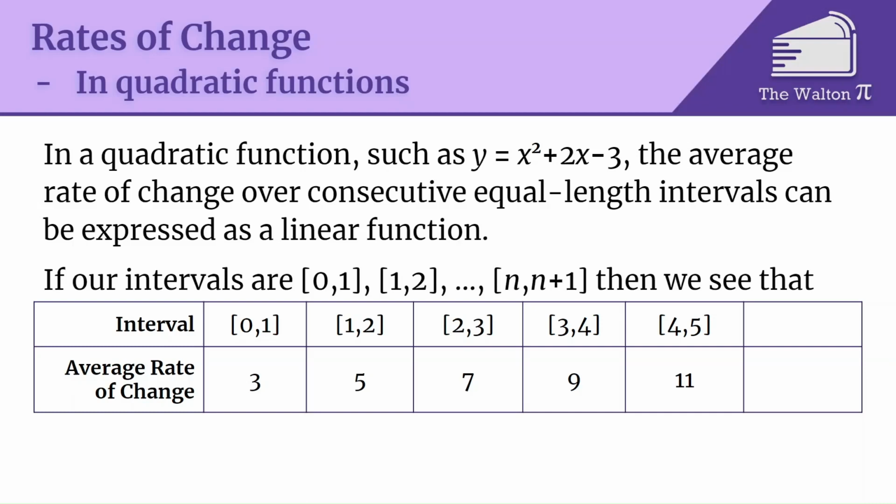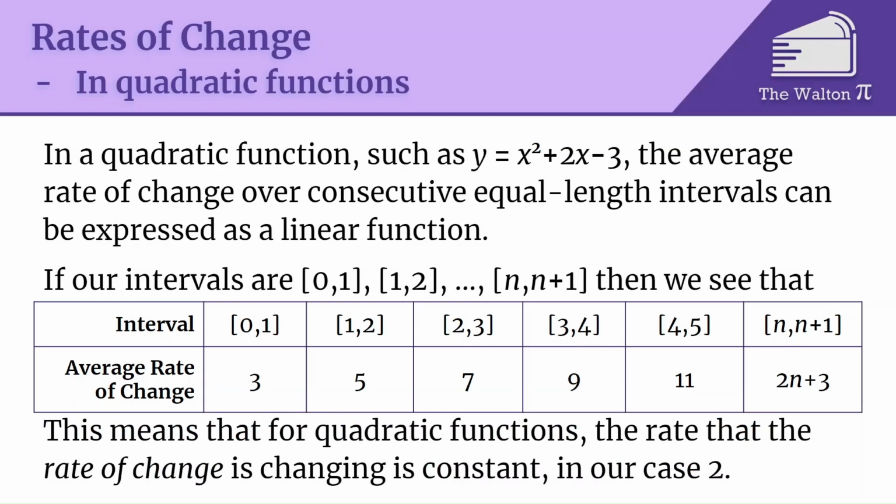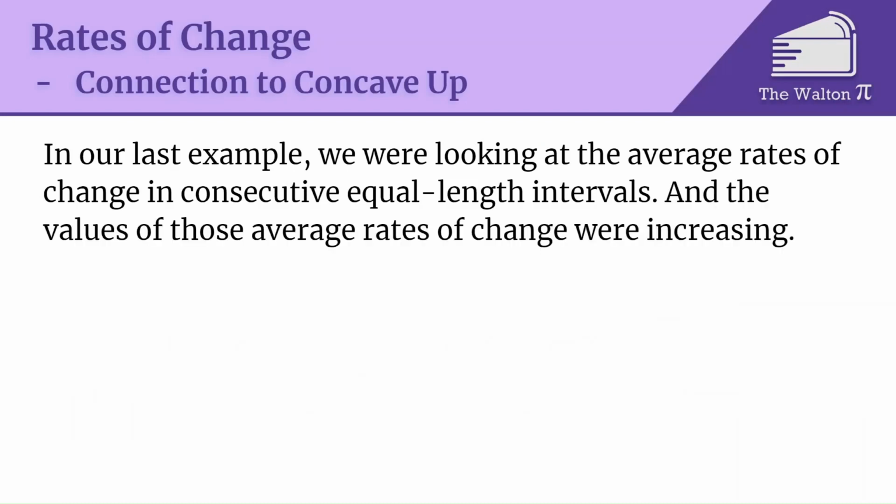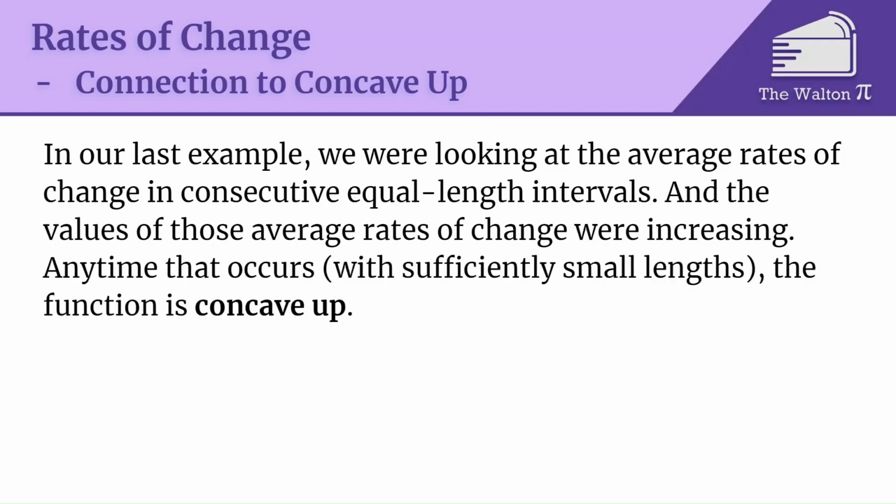Then what we can see is that the average rate of change over n to n plus 1 is 2n plus 3. So this means that for quadratic functions, the rate at which the rate of change is changing is a constant, in this case 2. In our last example, we were looking at the average rates of change in consecutive equal length intervals, and the values of those average rates of change were increasing. Anytime that's occurring, where we have sufficiently small lengths of intervals, we say that the function is concave up.